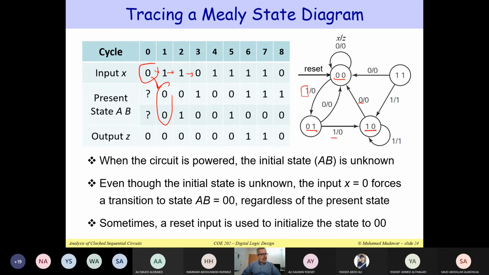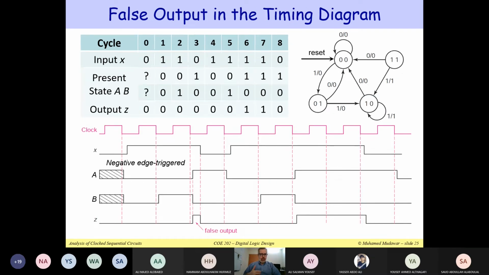You can even look at the timing diagram, where you can see the signals. That will be even better than just looking at the table. The table does not really show you the details. The timing diagram will show you even more details.